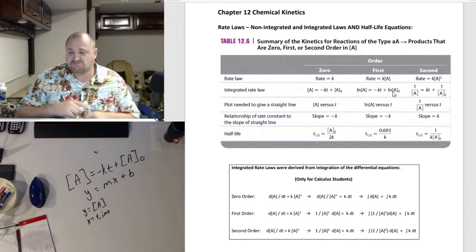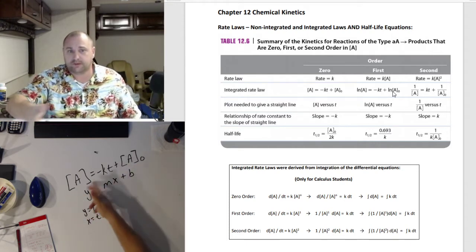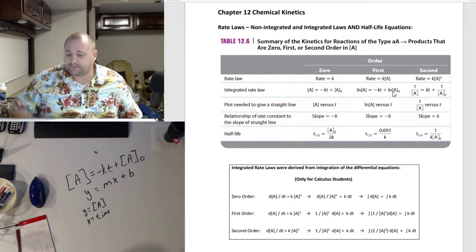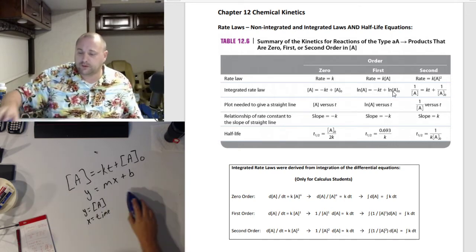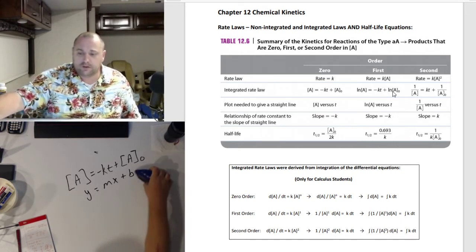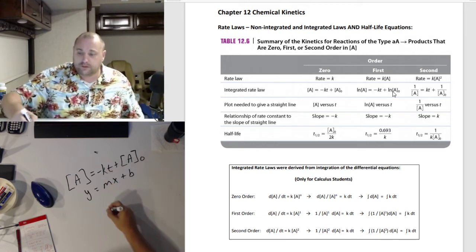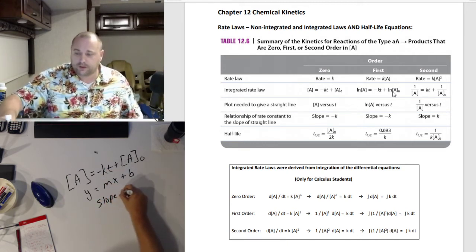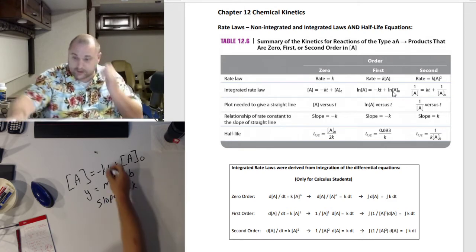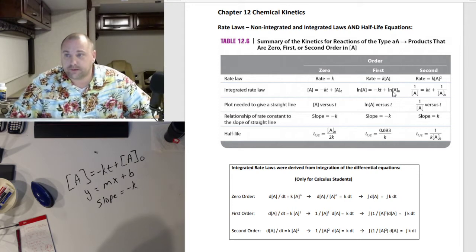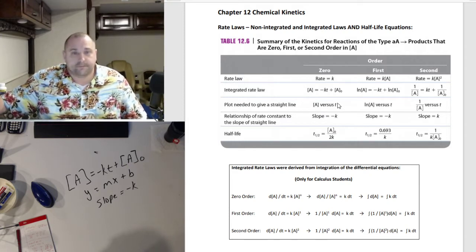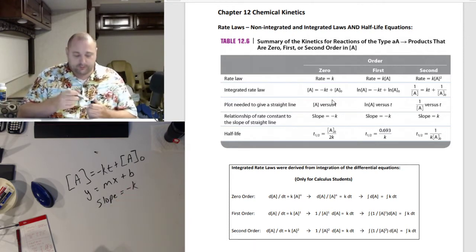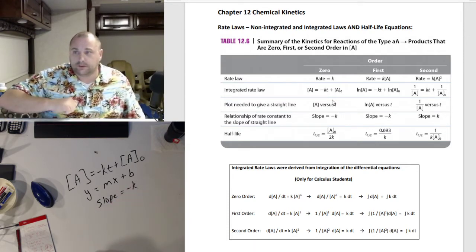Okay, so if you start with more, it's going to take a little bit longer to get down to that. Not too difficult. So that's zero order. All we're going to do then, the slope of this graph would be equal to our negative k. That's our m. And it tells us that we're going to plot A versus t, and we should get a straight line.